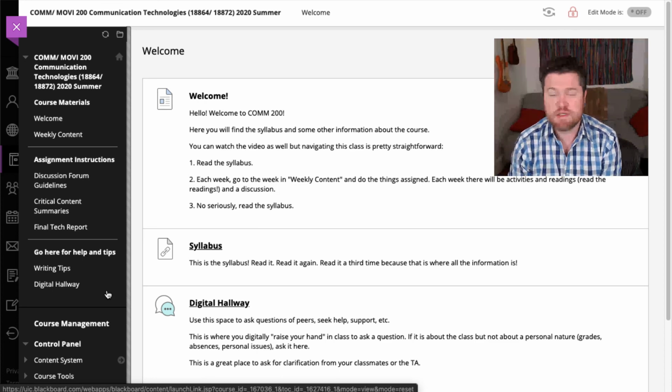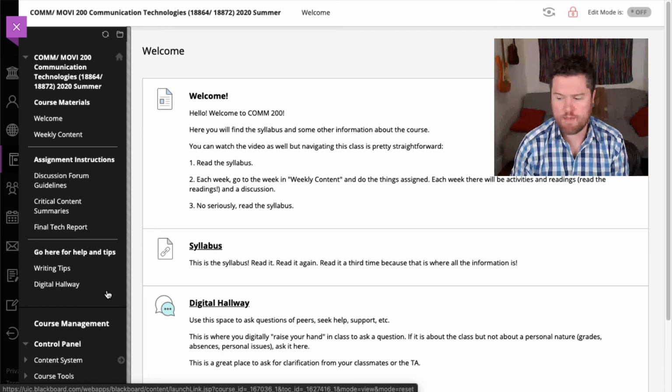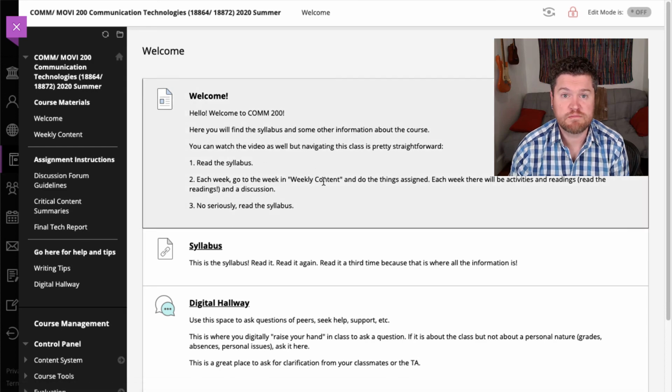I like using the digital hallway a lot because if you email me and you're confused about something, and everyone else emails me at the same time, and it's like 2 in the morning, I might not get back to you for a while. But if you go there and somebody else has the same question, I can answer it once, or maybe one of you can answer it for each other. So it's a nice way to have access to answers and get them faster.